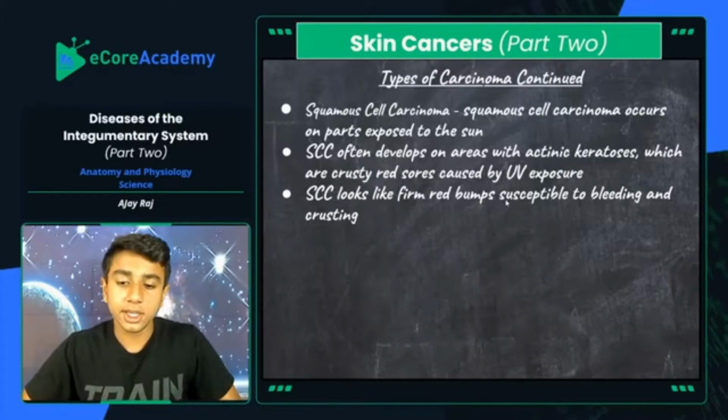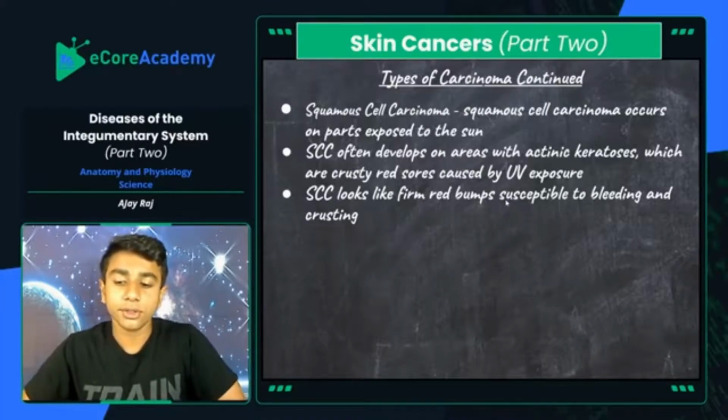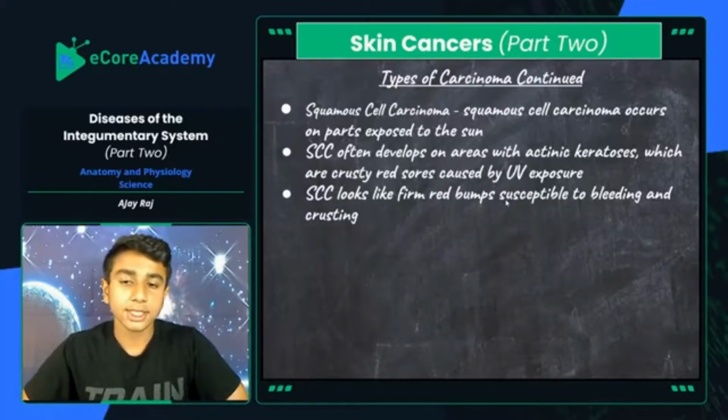So SCC, or squamous cell carcinoma, often develops on areas with actinic keratosis, keratin being what actually develops the skin protection on the exterior. So it's basically damage to the keratin layers, which appear as crusty red sores caused by UV exposure, which is ultraviolet radiation. And SCC looks like firm red bumps susceptible to bleeding and crusting when made to contact the exterior or through involuntary contact.